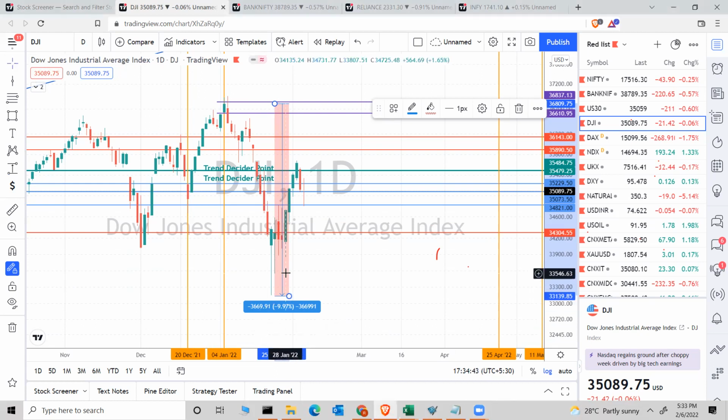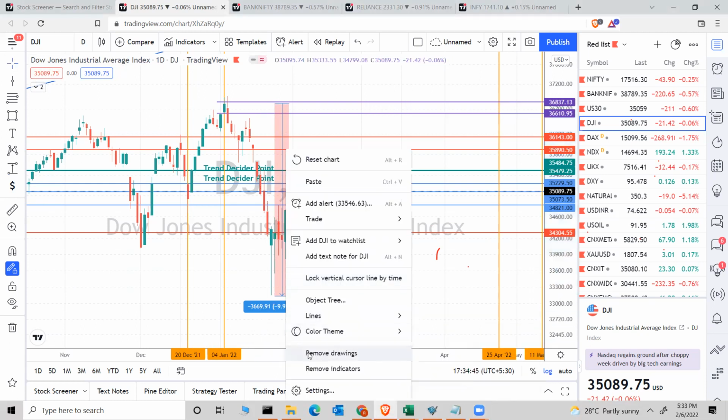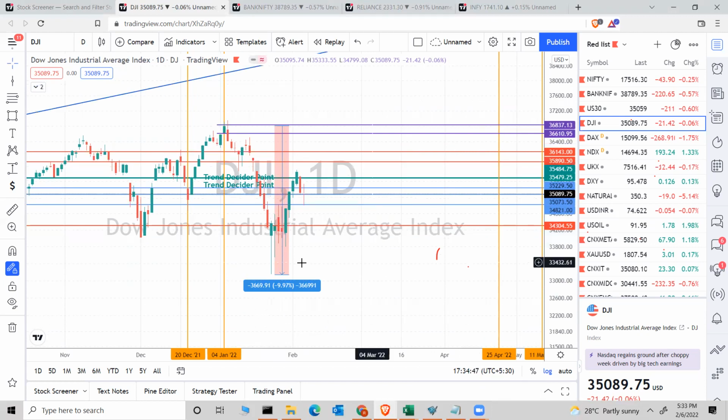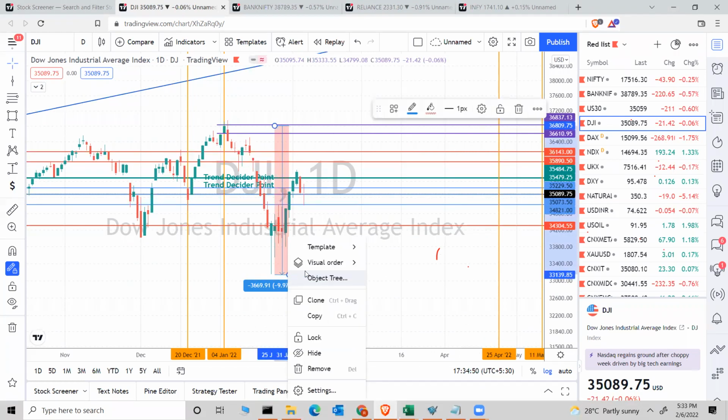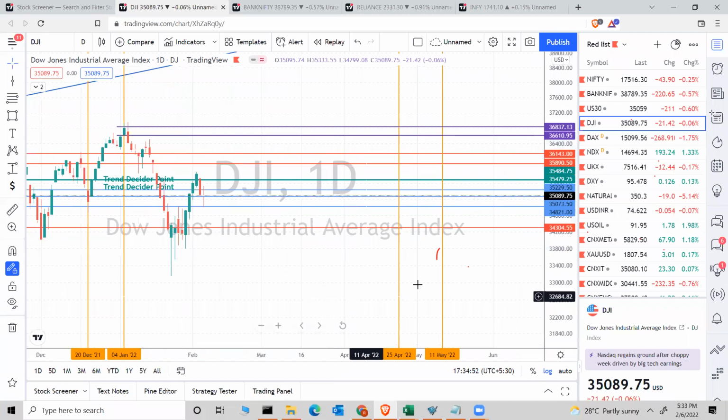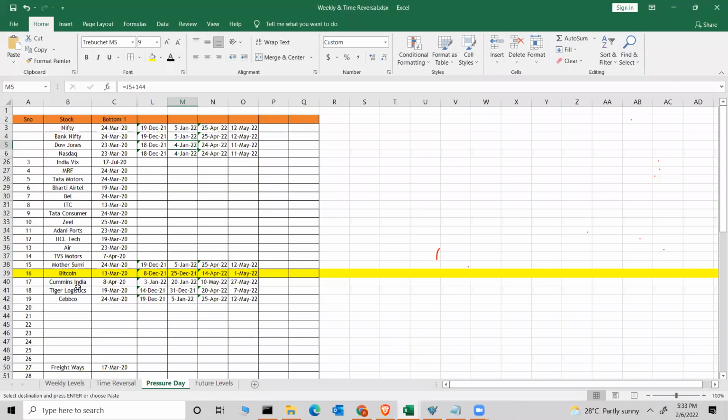Same way, guys. Using these pressure days, you can forecast and calculate in advance what the next move will be. The next move for Bitcoin is expected somewhere around 25th April and 11th April. If you see one more thing, the same thing has happened with stocks also.